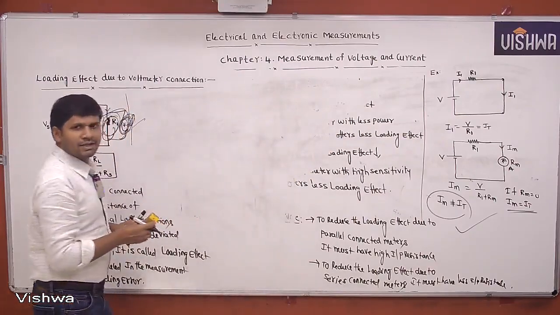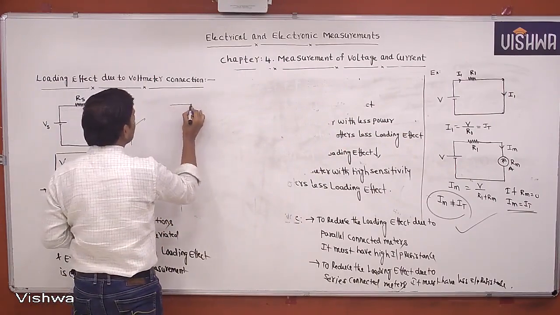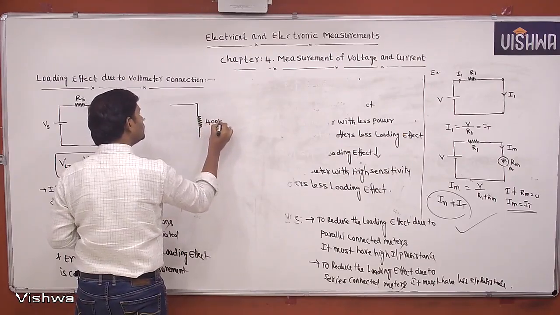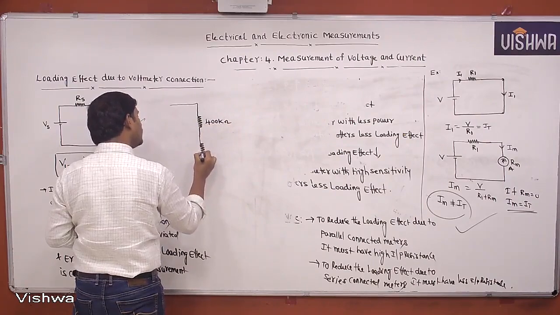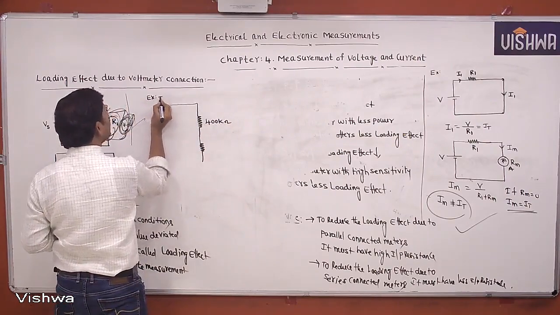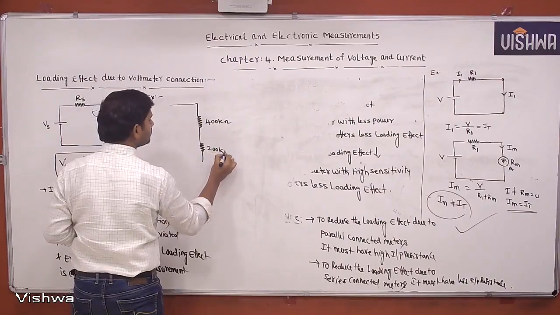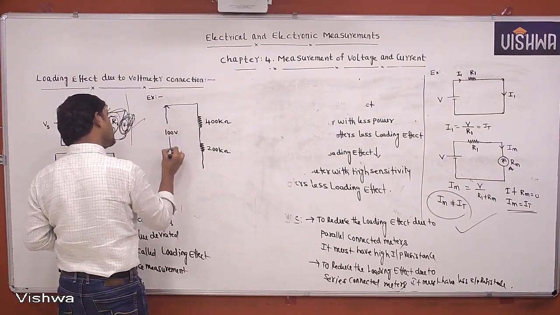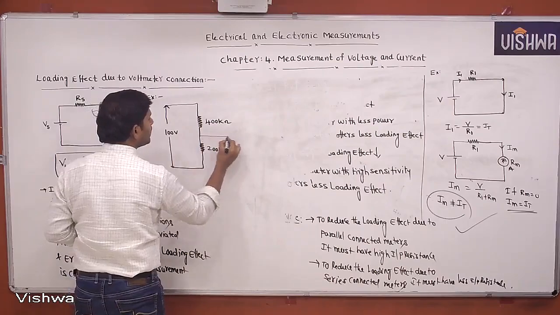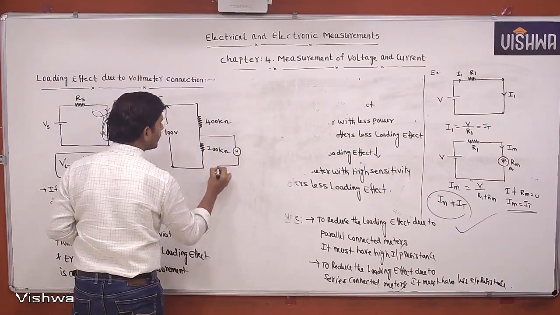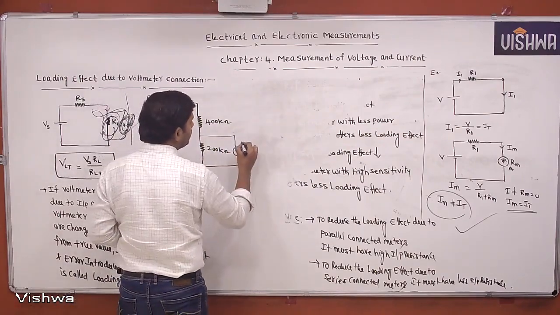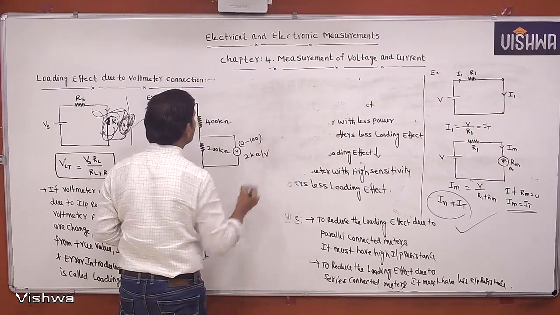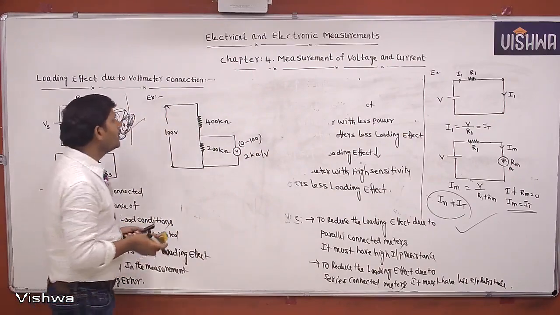See, for example, let us consider this is 400 kilo ohms and this is, as an example, 200 kilo ohms. The supply voltage is 100 volts. To measure the voltage across this, we are using one voltmeter. It is a 0 to 100 volts voltmeter. The sensitivity of this voltmeter is 2 kilo ohm per volt.